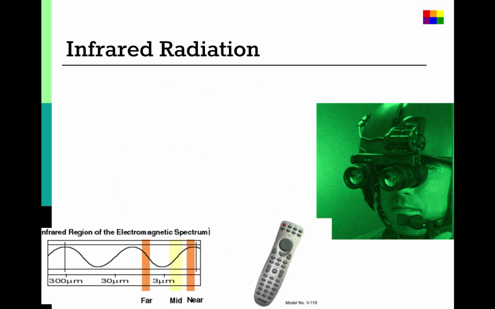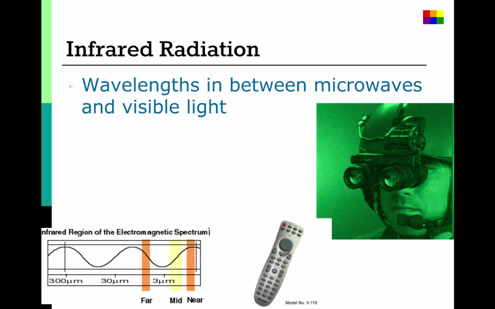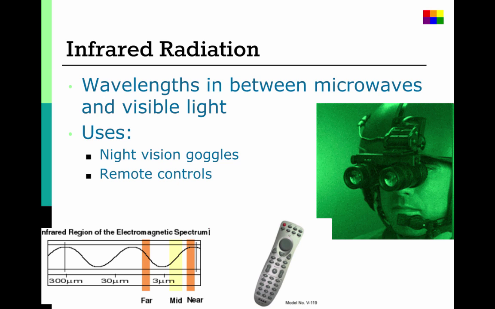The next one is infrared radiation. These are wavelengths in between microwaves and visible light. The uses are night vision goggles and regular remote controls. They literally beam an infrared beam of light from the remote control to the television or to the DVD player, Blu-ray, or whatever, and it has to have a line of sight. This is why my remote doesn't work when my dog is standing in the way.